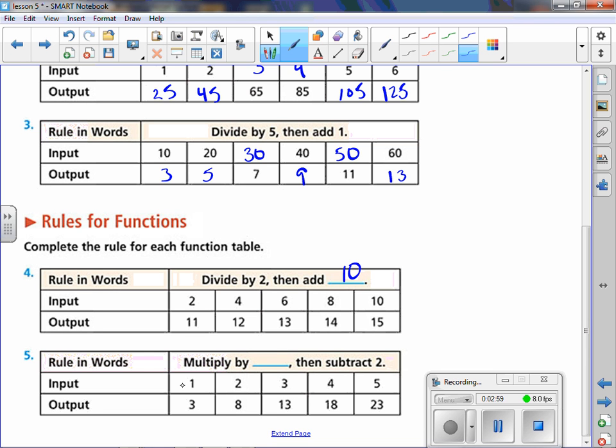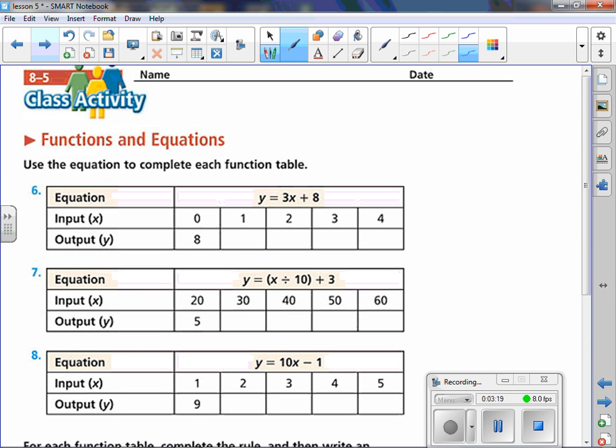Okay, let's try this next one. We're going to multiply by something and subtract 2. 1 multiplied by something and subtracting 2. Let's add 2 back. So that's 5. Well, 1 multiplied by 5 then. Let's make sure it holds true on another one. 4 times 5 is 20 minus 2. Yep, that holds true. Okay, so now we're just going to use the equation to complete the function tables here. Okay, and then we're going to look at what do we do to find the equation for the function table.